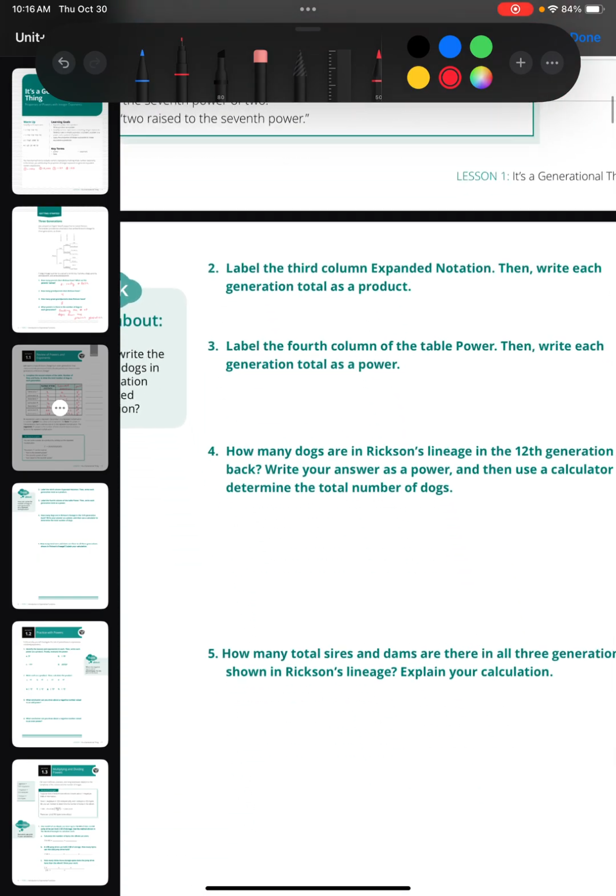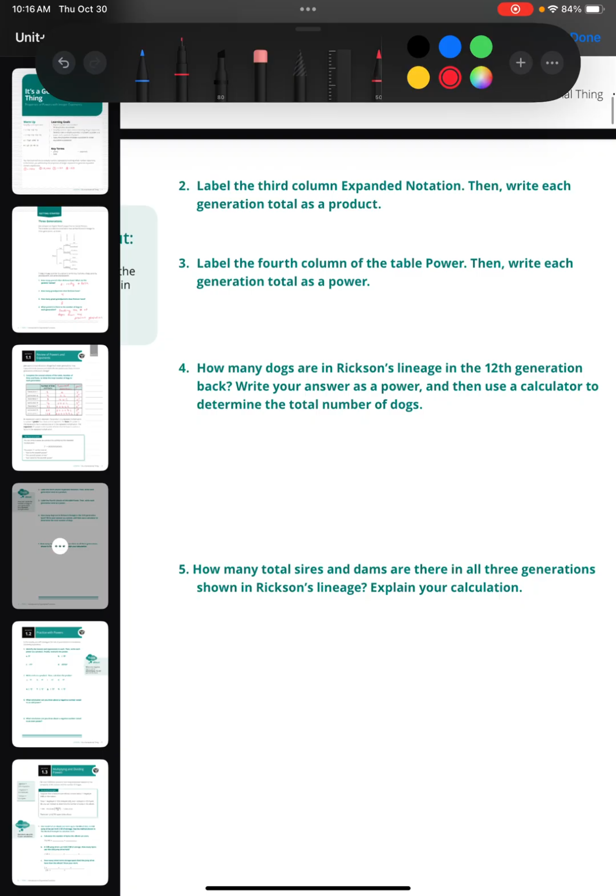Okay, so on the next page, we already did 2 and 3. It's why I said I was filling in those columns. We labeled that third column expanded notation, and then we labeled the fourth column of the table the power. And then we wrote each generation as a power. So we already did fill those in.